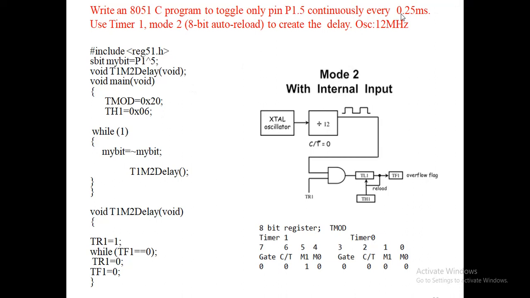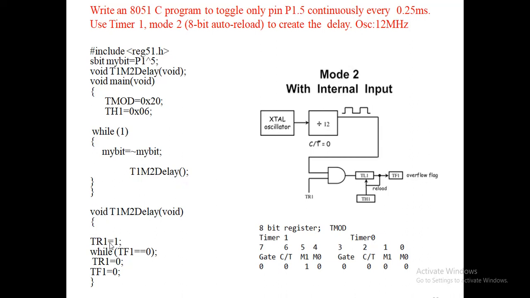Why? Because for every 0.25 millisecond my output is going to toggle. That is the program. So while(1) is an infinite loop. My bit is equal to complement of my bit. I write the delay function here, T1M2 delay. Whenever it executes this, it comes over here.